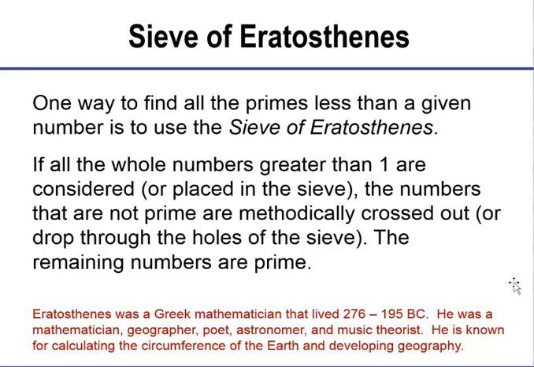A little bit about Eratosthenes. He was a Greek mathematician that lived 276 to 195 BC. In other words, a really long time ago. He was a mathematician, geographer, poet, astronomer, and music theorist. He is known for calculating the circumference of the Earth and developing geography. Longitude and latitude, I do believe, is based on the work of Eratosthenes. But he came up with this really cool sieve.